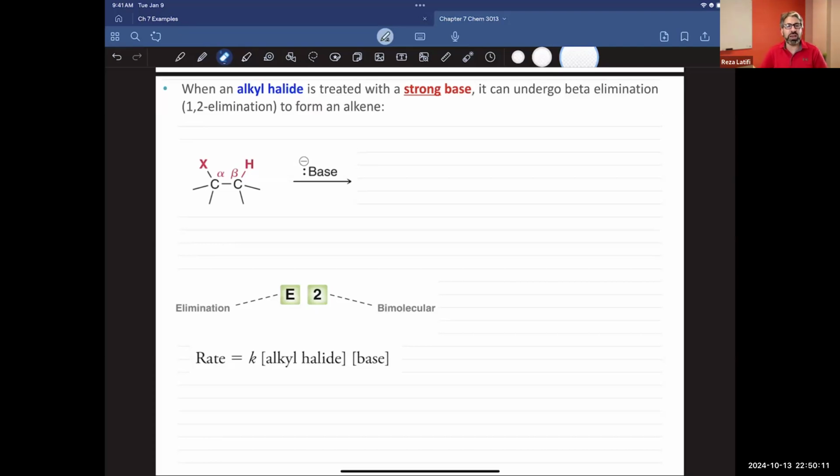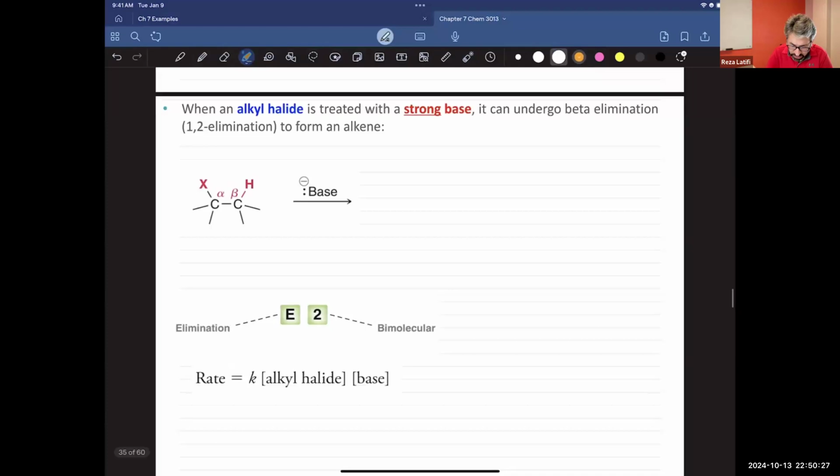Okay, so here we have an alkyl halide. We're going to treat it with a strong base, and the strong base here, instead of doing a substitution reaction, will technically do a hydrogen abstraction. It will take a hydrogen from the system, but from which carbon? It will go after the beta carbon. And what is the alpha carbon? The alpha carbon is the carbon holding the halide. So we have a carbon attached to another carbon; let's call this one alpha and this one beta. The alpha has X, whatever the halide or leaving group is, and I have hydrogen on the beta carbon.